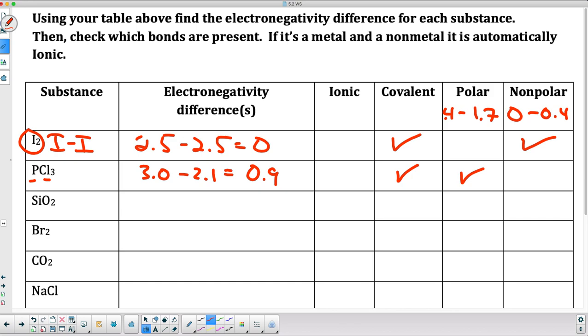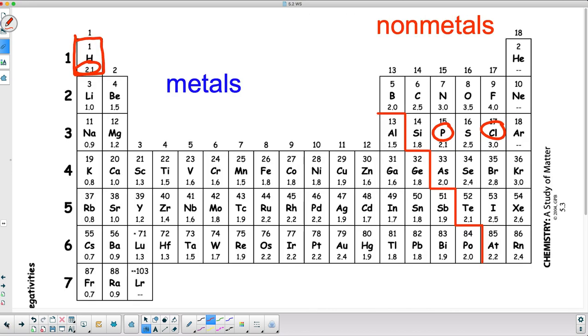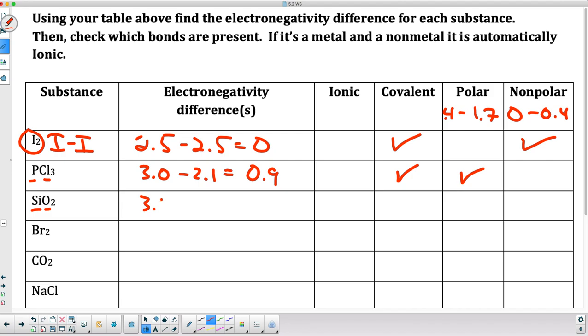Okay. So again, silicon and oxygen. So I go back to my periodic table. Silicon and oxygen, 1.8 and 3.5. I just take the larger number and subtract it, 3.5 minus 1.8. And whatever I get there is going to be larger than 0.4. So I know I have a covalent, and I know it's going to be polar.